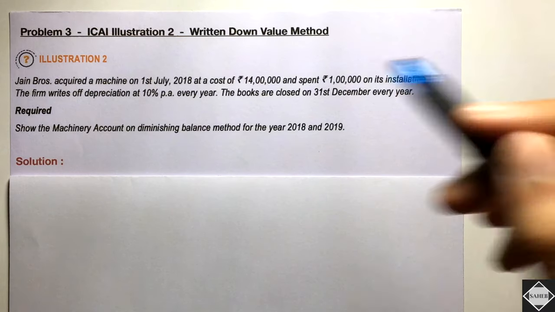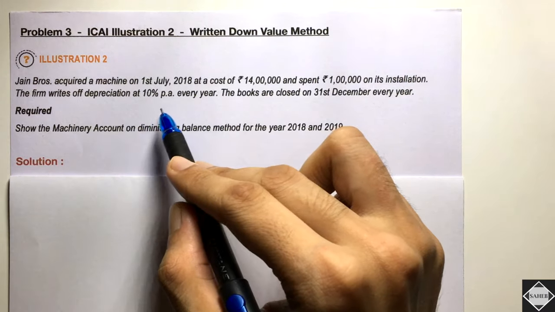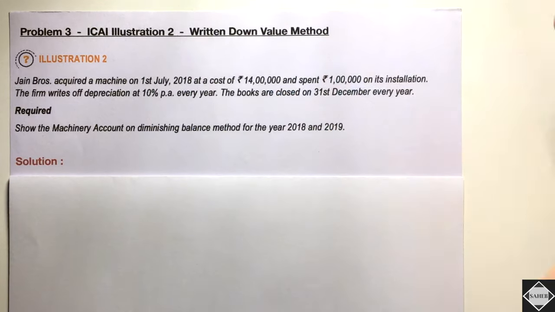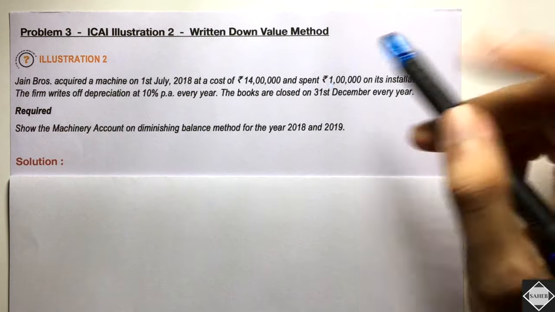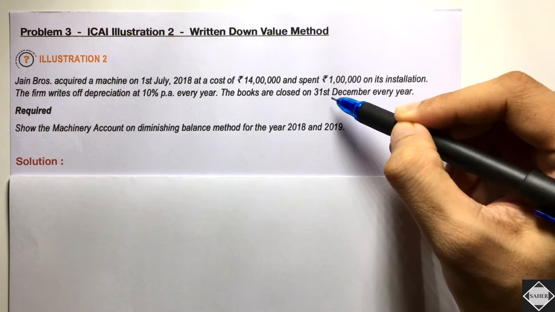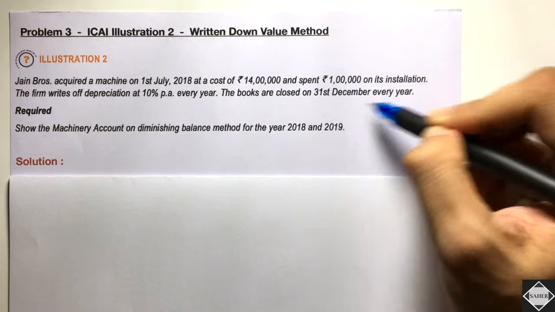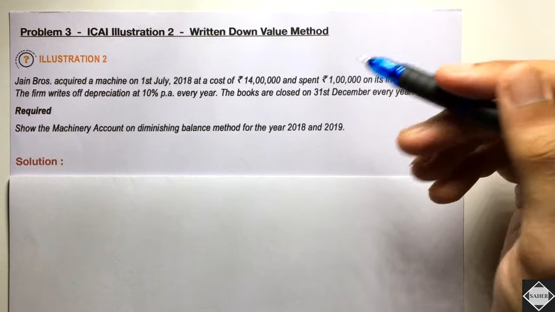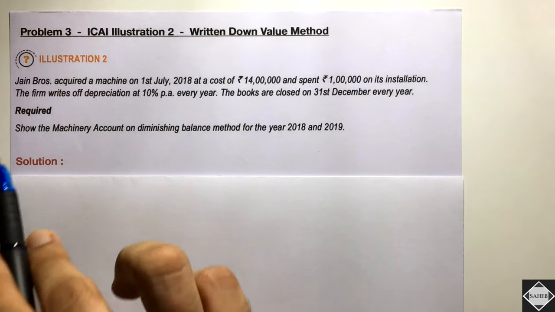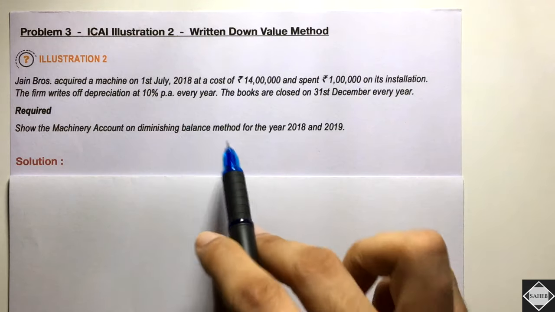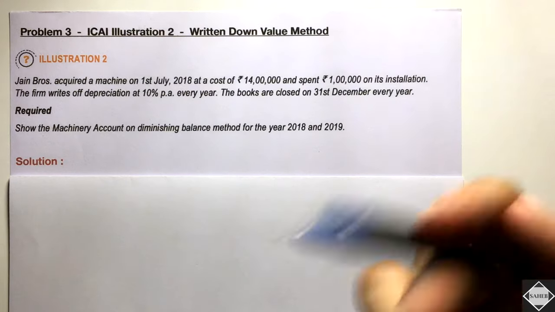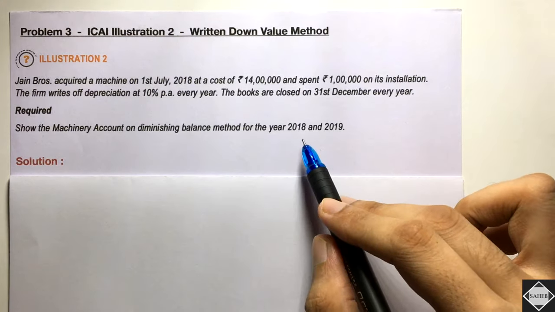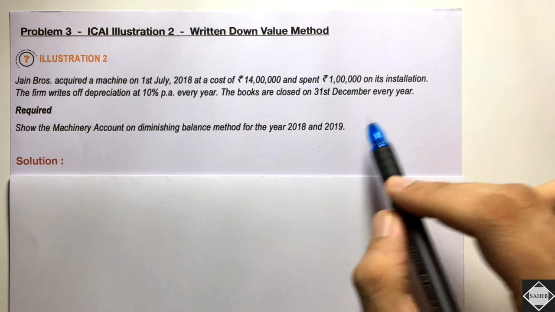Clear? Simple. The firm writes off depreciation at 10% per annum every year. The WDV rate is directly given to you. The books are closed on 31st December every year. This is the closing date of the business of this company. Right, required. What's the requirement? Show the machinery account on diminishing balance method. They can say reducing balance method, written down value method. You have to understand for the year 2018 and 2019.